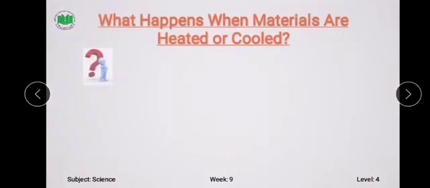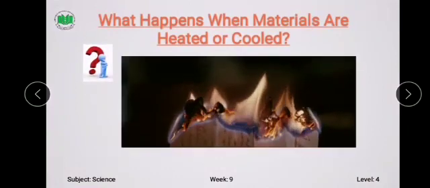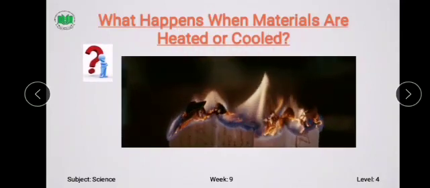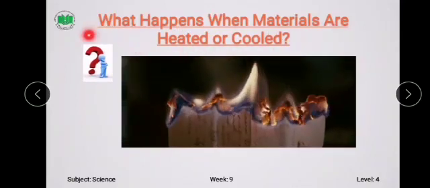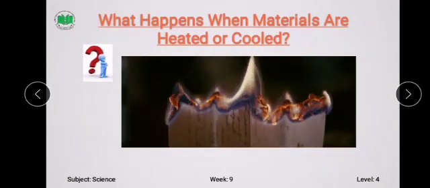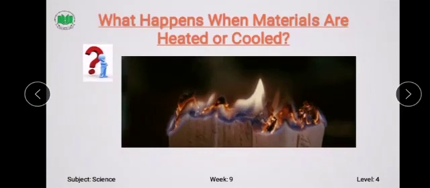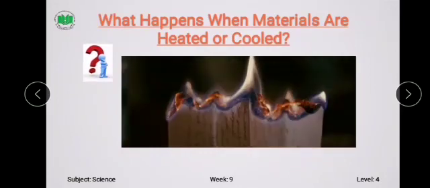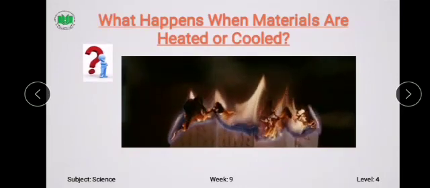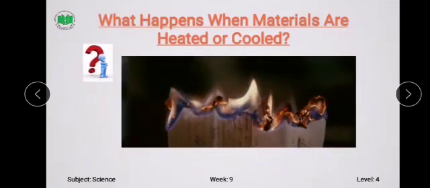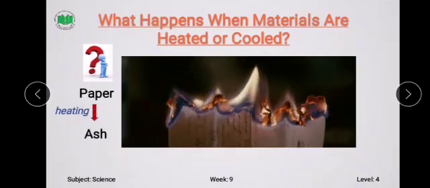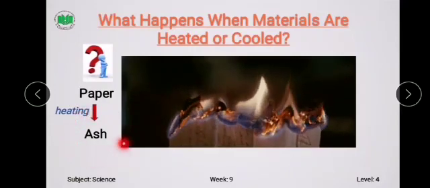This is our today's topic, that is what happens when materials are heated or cooled. We are going to discuss this topic through different examples. Look at this picture. What is going on here, students? Yes, a paper is burning. What is the result of burning of a piece of paper? A paper on heating will turn into ash.